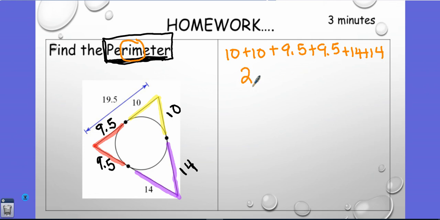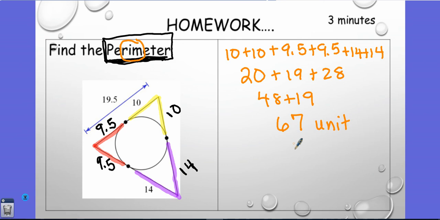You can use your calculator. I'm going to do some mental math real quick. So that's 18, that's 19, that's 28. And then this would be 48 plus 19. You can grab a calculator and put this directly in. I'm just showing you how you can use your mental math too. So this is 67. Let me double check. 20, 28, 18, 19, 48 plus 19. Yeah, I think I'm okay at 67. And you can double check with your calculator. And since perimeter is a linear unit, we're going to say 67 units. We're done with that one.